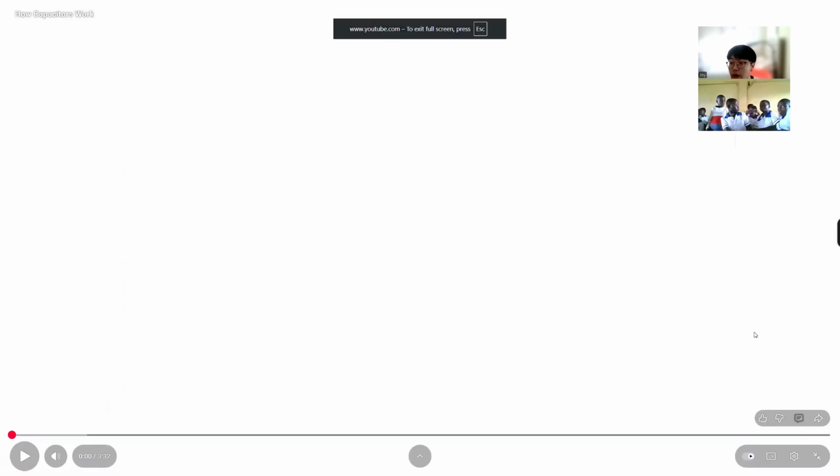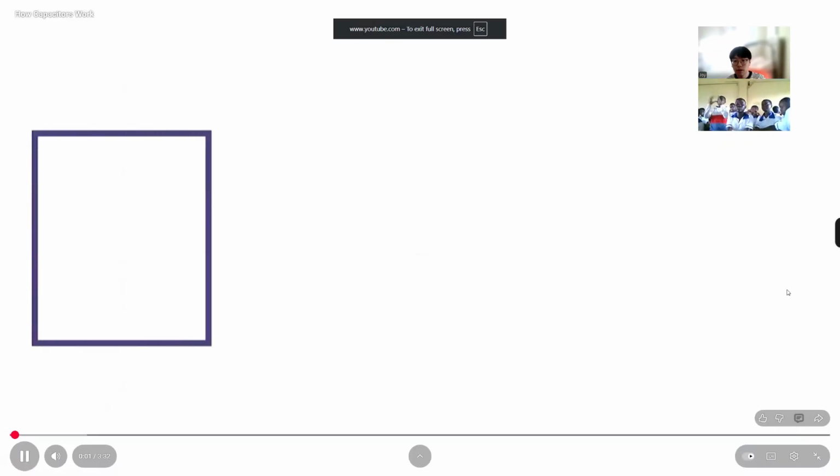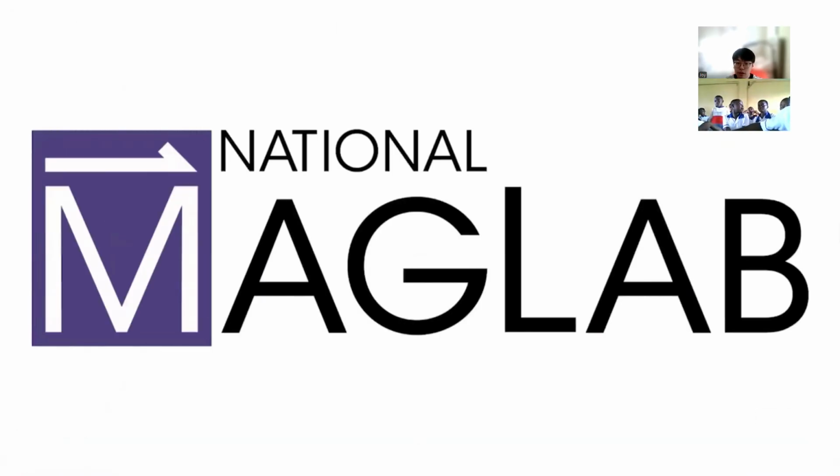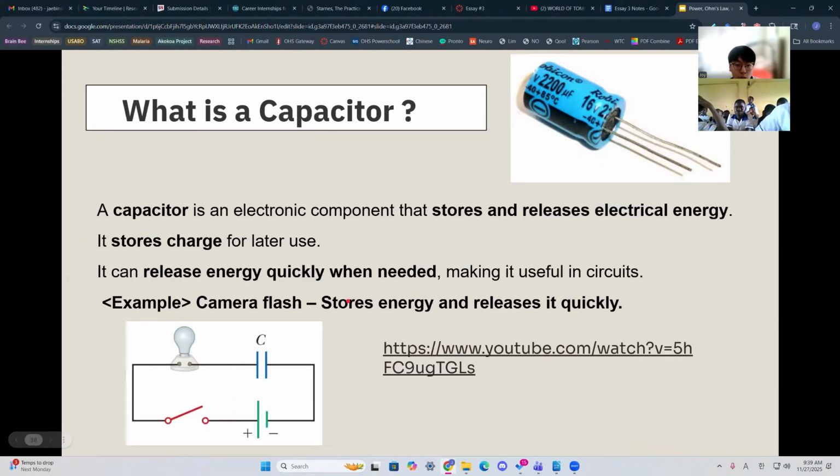So this video will show you how capacitors work. You can see that it stores that electrical energy and releases it all at once. So it is more powerful than a battery.